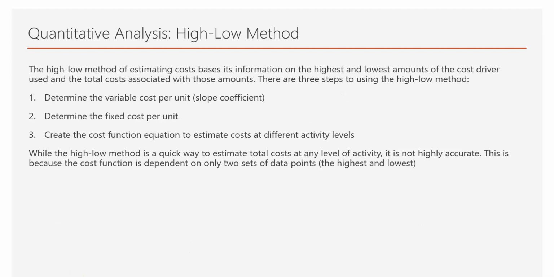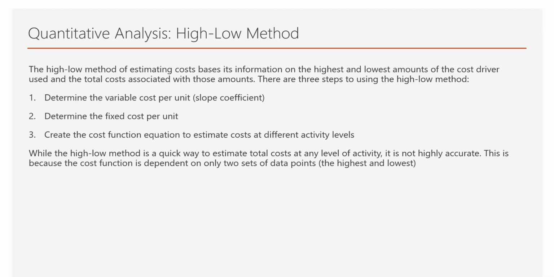So let's look at the first quantitative analysis method, the high-low method. The high-low method of estimating costs bases information on the highest and lowest amounts of the cost driver used and the total cost associated with those amounts. There are three easy steps to using the high-low method. We want to determine the variable cost per unit, which is the slope coefficient, determine the fixed cost, and then create the cost function equation to estimate costs at different levels of activity.